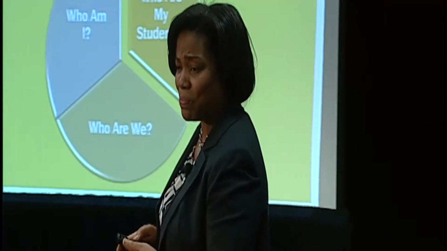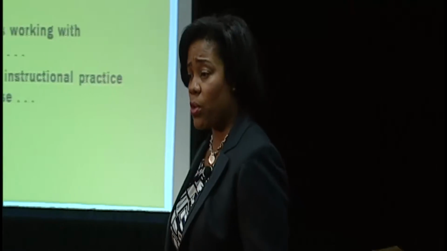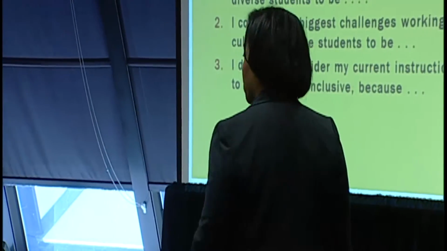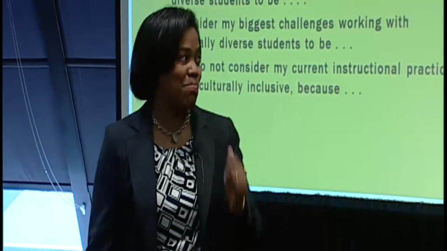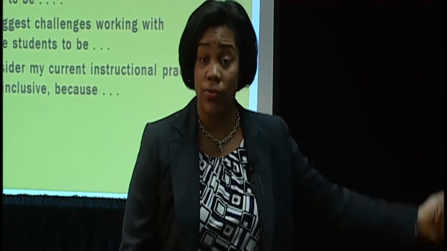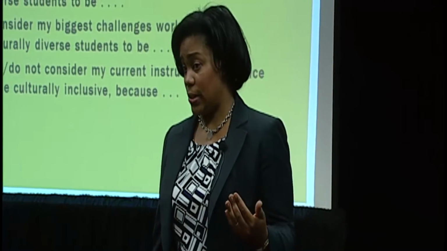So in your folder, it should be nicely in order. You have an activity that I'd like you to start with, and it's a reflection activity, and it should give you these 3 questions. I want you to take that paper out and write in the blank space your responses to these 3 questions. The first being, I consider my biggest strengths working with culturally diverse students to be, and you finish that. Number 2 is about your challenges.